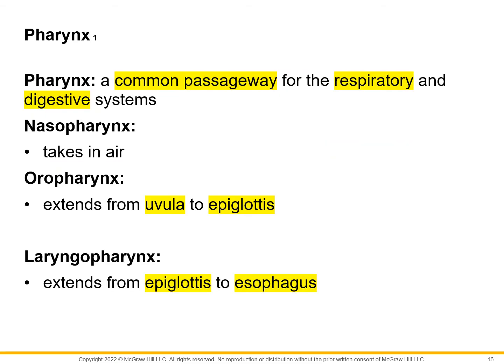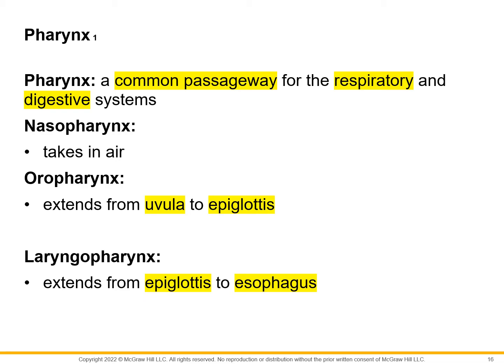Let's now talk about the next segment of our upper respiratory tract, which is the pharynx. All right, so again, the pharynx is otherwise referred to as the throat, and this is the common passageway for the respiratory and digestive systems. So again, ang pharynx po, pwede siyang daanan both ng air and ng food. So the pharynx is actually divided into three segments or three areas.